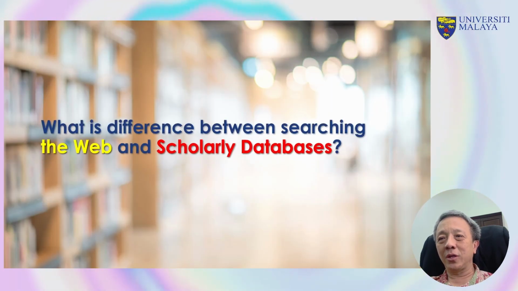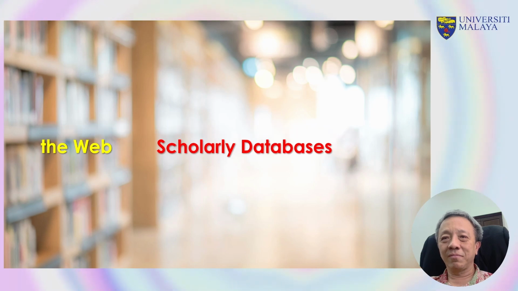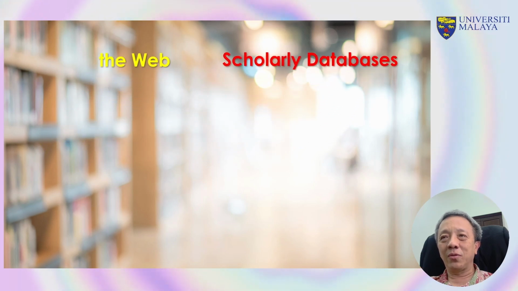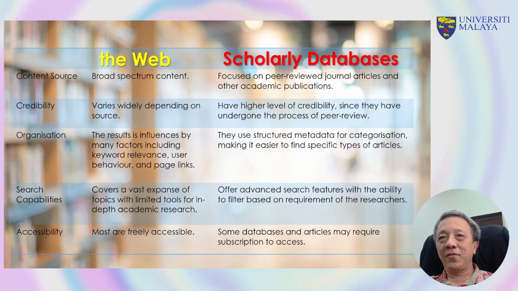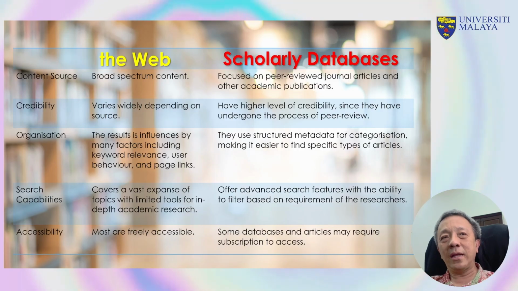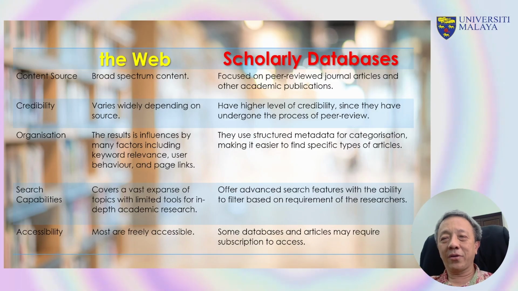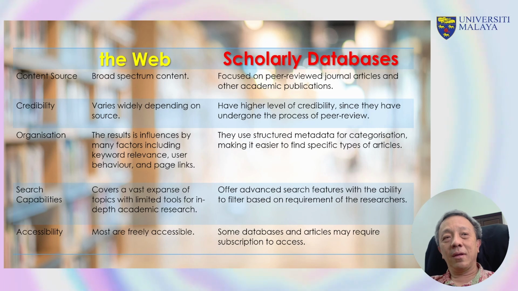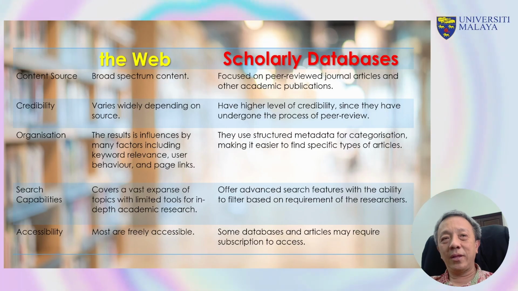So what's the difference between searching the web and scholarly databases? Here we're going to present certain differences. First is the content source. The web offers a broad spectrum of content, whereas scholarly databases focus on peer-reviewed journal articles and other publications. In this sense, the credibility of what you find on the web varies depending on the source of information it was retrieved from. However, in contrast, scholarly databases have a higher level of credibility since they have undergone the process of peer review.